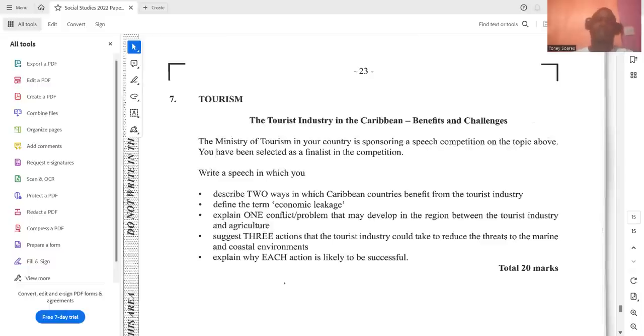You have been selected as a finalist in the competition. What some students will do, they will begin their essay as if they are writing a speech. Write a speech, in which that is okay. Go ahead and do that.